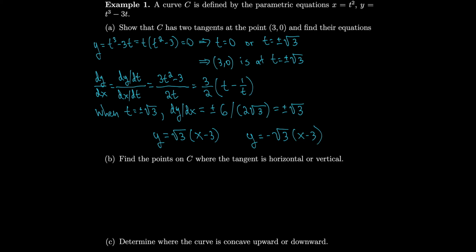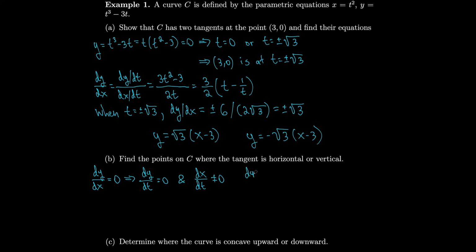Let's now find the points on C where the tangent is horizontal or vertical. So the tangent will be horizontal when dy/dx is equal to 0. So if we have dy/dx equal to 0, then we must have the numerator dy/dt equal to 0, while our denominator dx/dt is not 0, so that we don't have any undefined business.